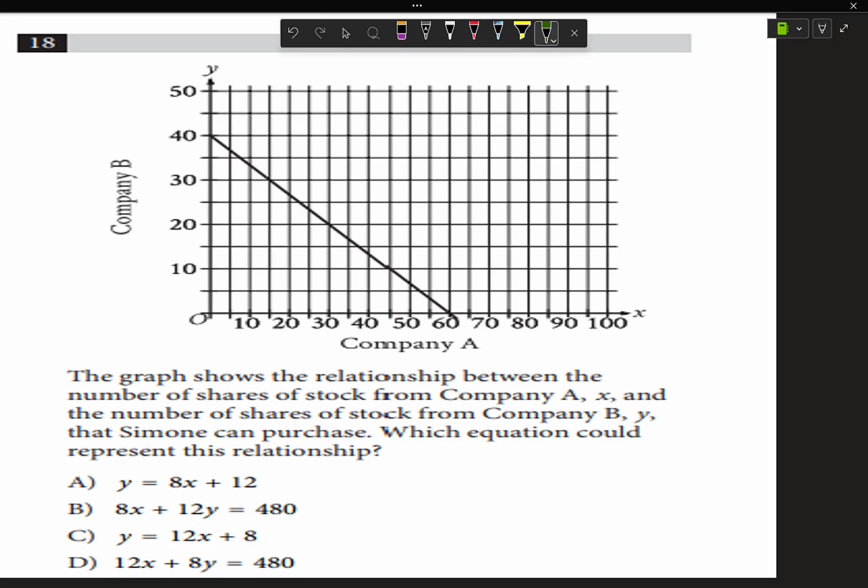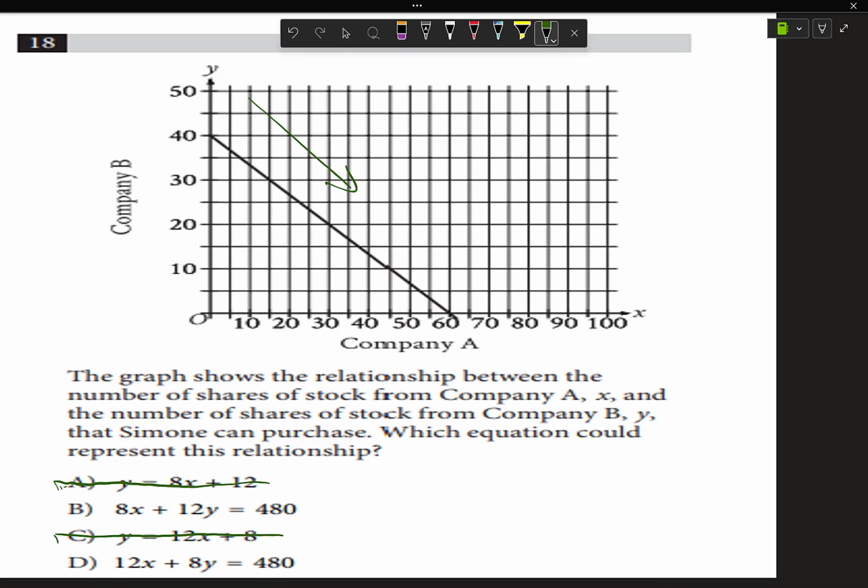So the first thing that I notice is A and C, those are both slope-intercept form. But if you look at this line, from left to right it's trending down. So that means this line has a negative slope. A and C have positive slopes. So it can't be A or C. So we've narrowed it down to at least a 50-50 shot.